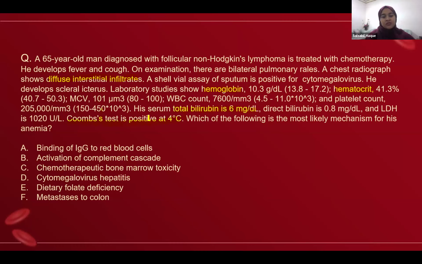Actually, this question just depends on the sentence, basically. So Coombs test is positive at 4 degrees. So as you mentioned, yes, this is autoimmune hemolytic anemia of the cold type. Okay? So what should the answer be, A or B? Okay, yes, the answer is B.